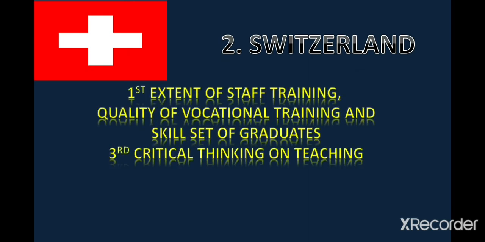Switzerland. Switzerland has the 2nd best education system in the world. It holds the 1st position on extent of staff training, quality of vocational training, and skill set of graduates, and 3rd on critical thinking in teaching.